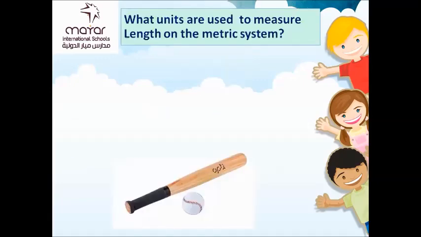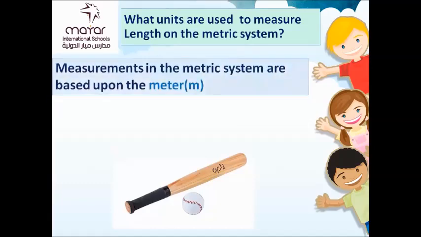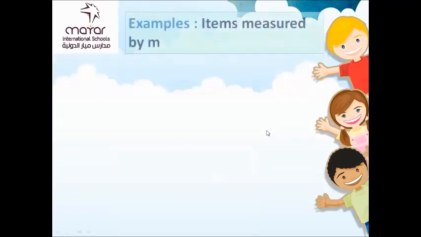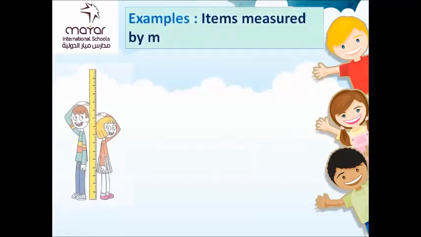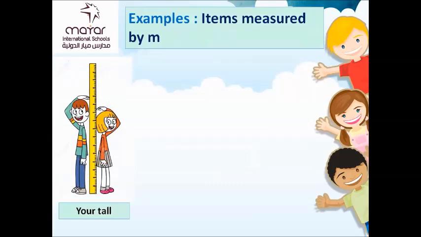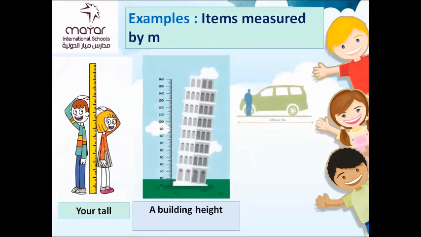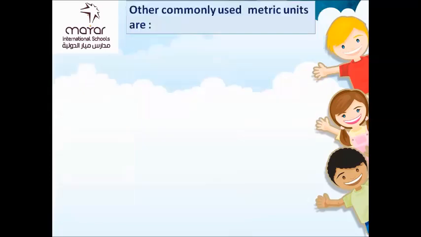What units are used to measure length in the metric system? The most important metric unit is the meter. 1 meter is about the length of a baseball bat. Do you play baseball? This is the baseball bat. It's about 1 meter. Now, what items are measured by meter? Of course, your height, a building's height, a car's length.